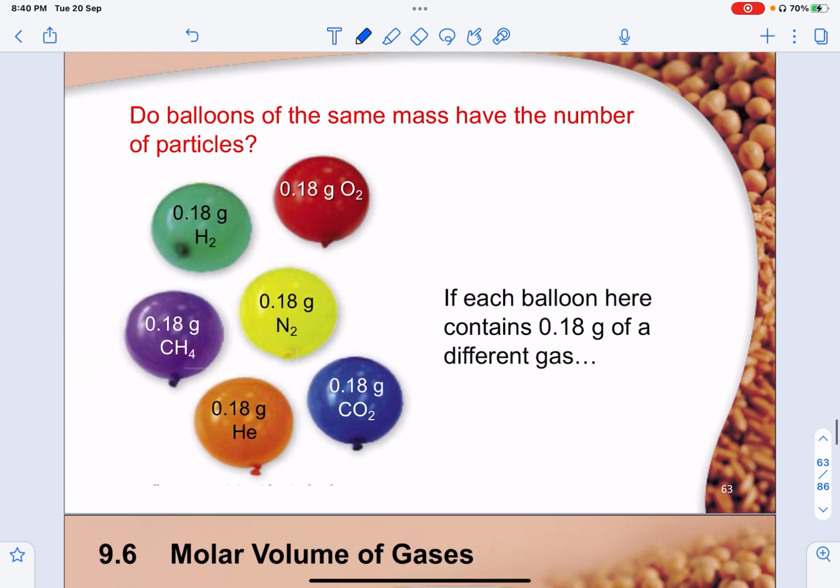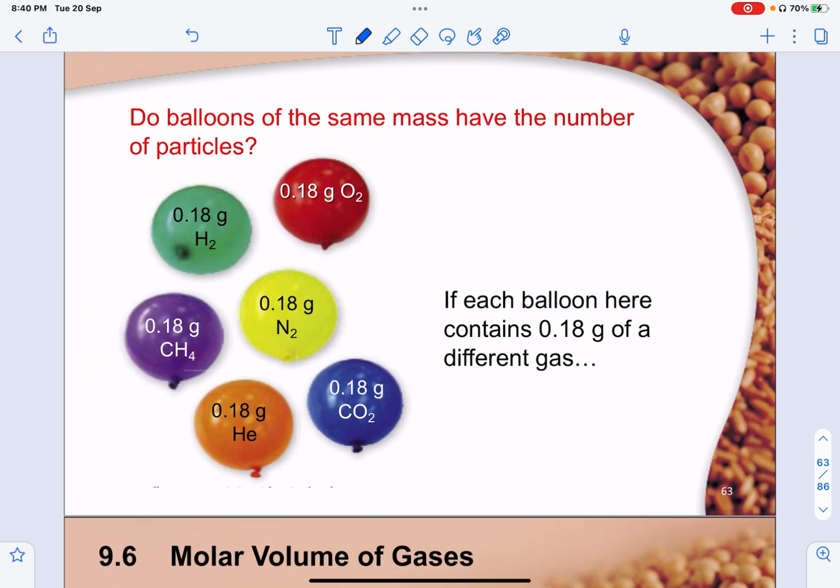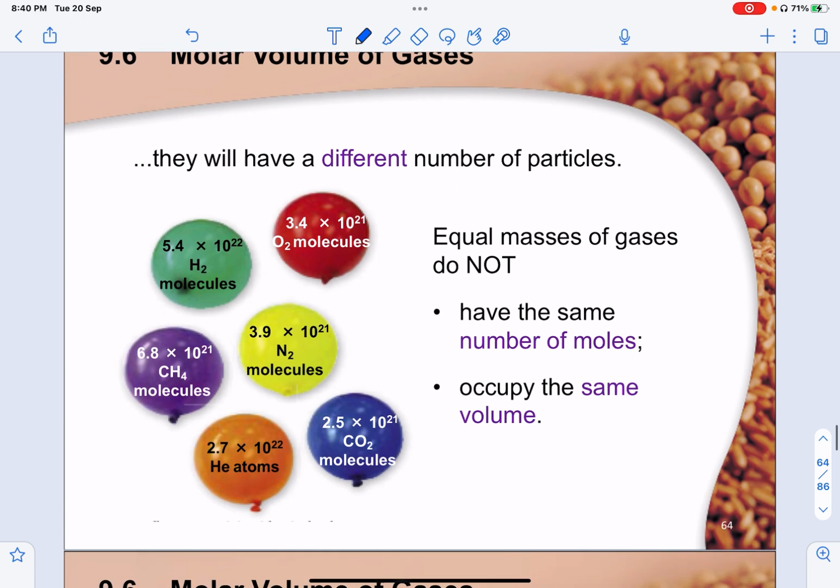Okay, so what happens if you have different mass here? Same mass, but different components. Because mass doesn't involve number of moles. So what you have to do is, based on the mass and the MR or AR of the respective elements, calculate the number of moles. And then the number of moles would have to be multiplied by 24 dm cube to get the volume. So each mass of the gas does not have the same number of moles.